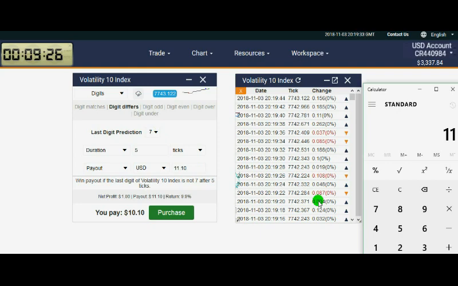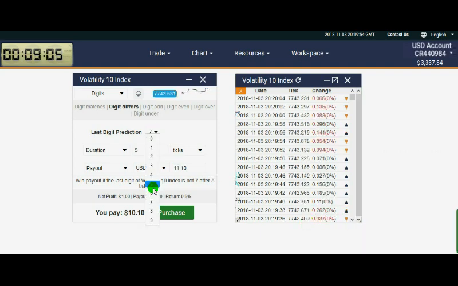Don't repeat numbers, so make sure you change to a different number. Like we had 7 in the last trade, so here we can go for 4, or let's give it some time again. It's yellow, we can go for 6. Okay, 6.